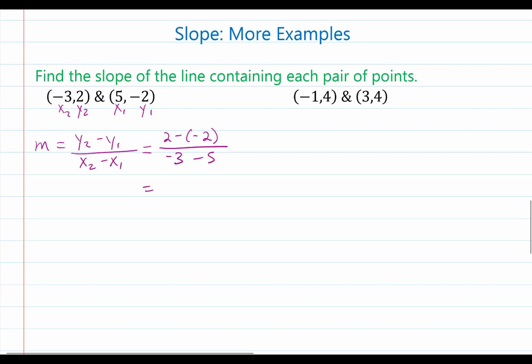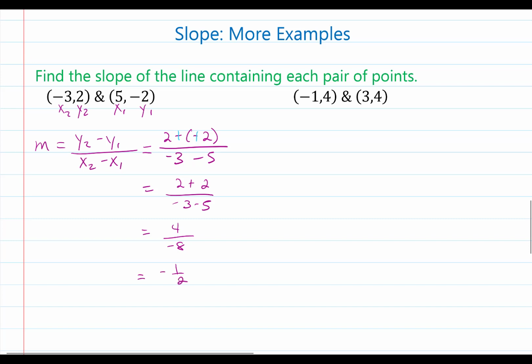So now we need to simplify the numerator and simplify the denominator. And what we first notice is that in the numerator, we have the double negative. So minus a negative turns into plus a positive. So that really is 2 plus 2 in the numerator and over negative 3 minus 5. So now continuing, we have a sum of 4 in the numerator and a difference of negative 8 in the denominator. Now we need to reduce by any common factor, so this would reduce by a common factor of 4 in the numerator and denominator, which means my slope is negative 1/2.